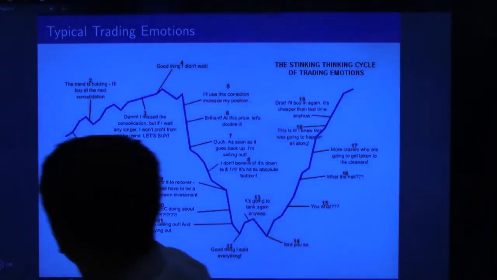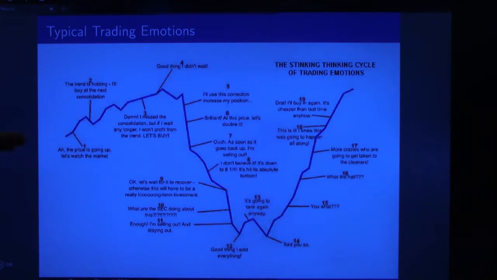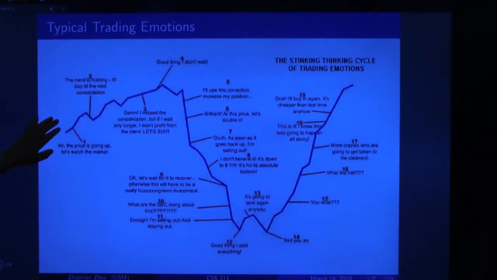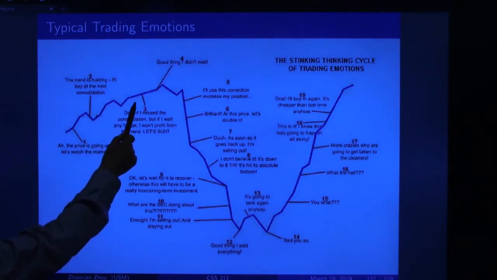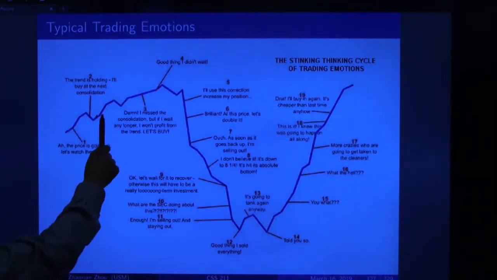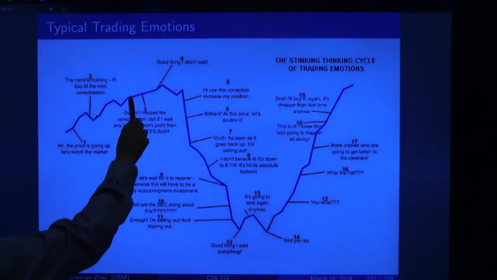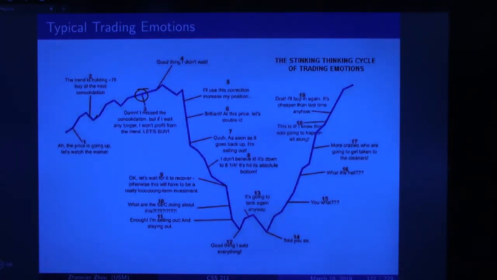At this point, the price is at this level, and you see the price is going up, so let's see where the market will go. So you just wait. Now you think the trend is holding, so you decide I will buy at the next consolidation. But actually the consolidation is very short, and it keeps going up. Now you regret, I missed the consolidation, but I will wait. If I wait any longer, I won't profit from the trend. So okay, let's buy. So now at this point, you buy the stock.